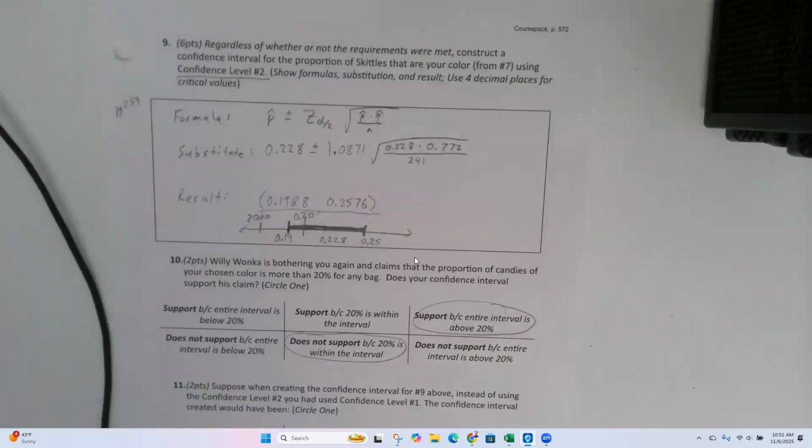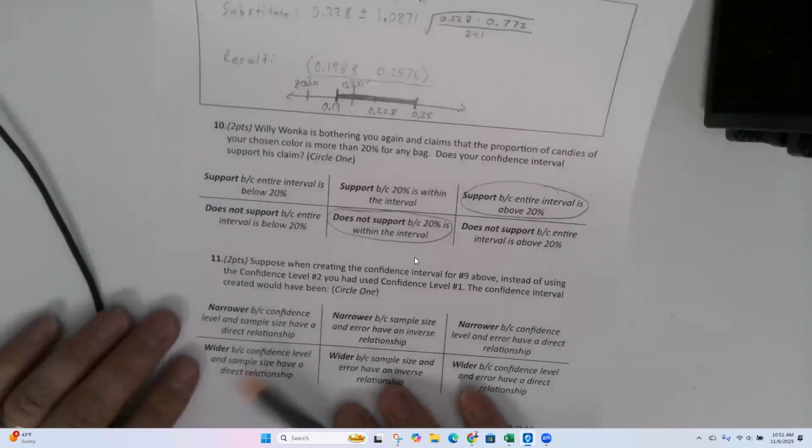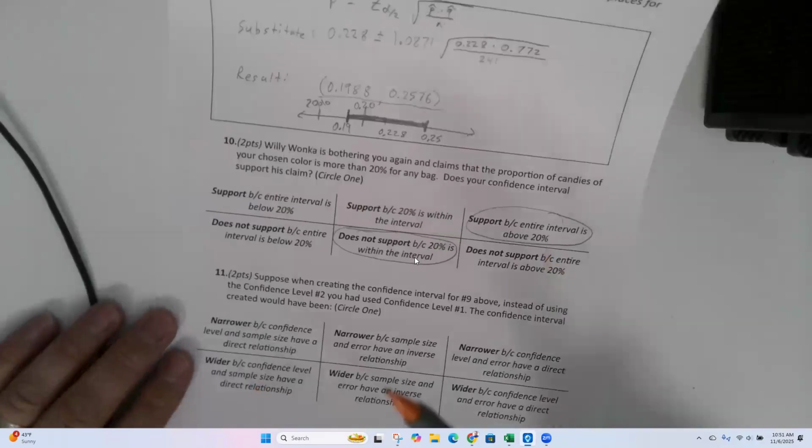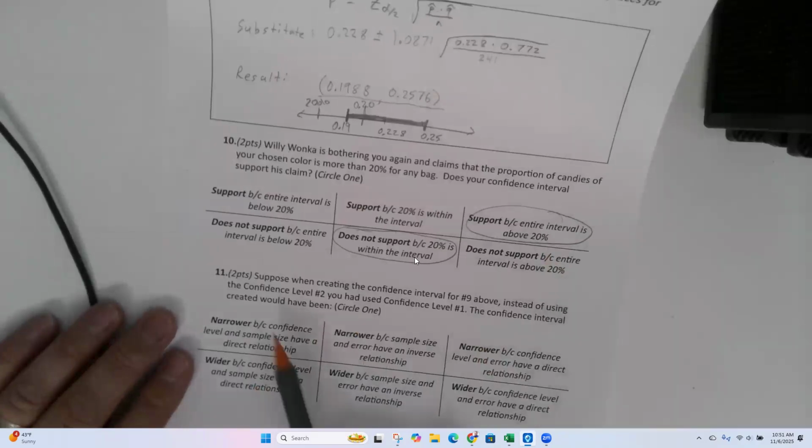So those are your two possible answers there. All right. Question 11. Suppose when creating the confidence interval for number 9, instead of using the confidence level number 2, you had used confidence level number 1. The confidence interval that you created would be what?